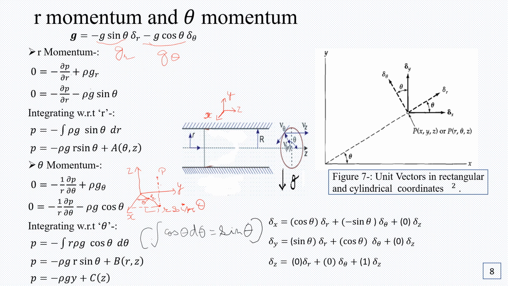So the y coordinate can be represented as y equal to r sine theta. Now we will substitute the value of r sine theta, which is equal to y. So we get the pressure P equal to minus rho g y, which is showing the hydrostatic variation with respect to y, plus C. Now this C is a constant and is a function of z only.